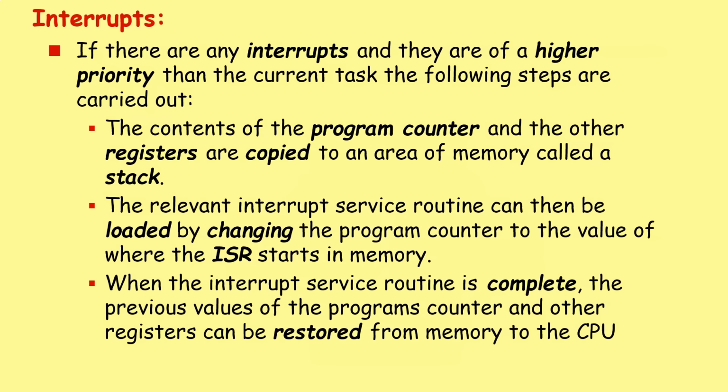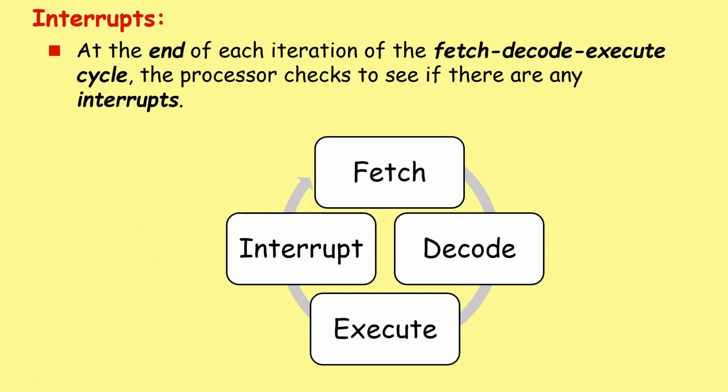And yes, before you ask, an interrupt can be interrupted by another interrupt. At the end of each iteration of the fetch, decode, execute cycle, the processor checks to see if there are any interrupts. So we can say fetch, decode, execute, and actually check for interrupts before fetching the next instruction.